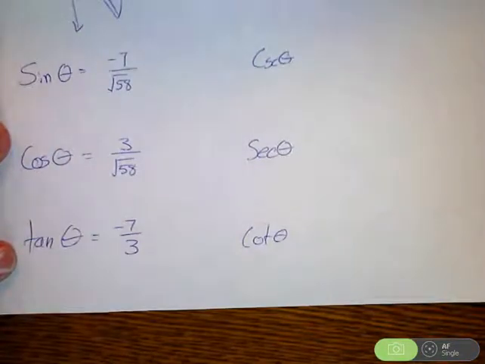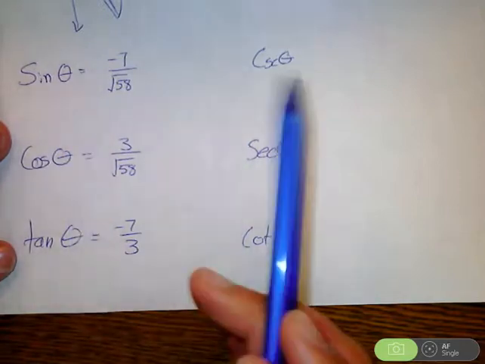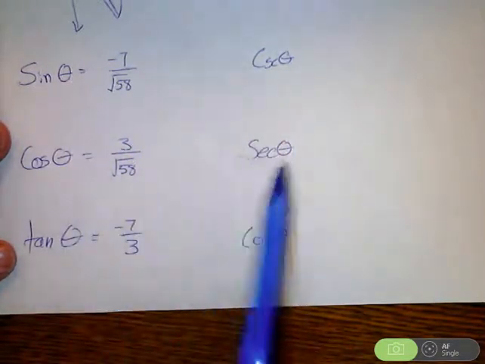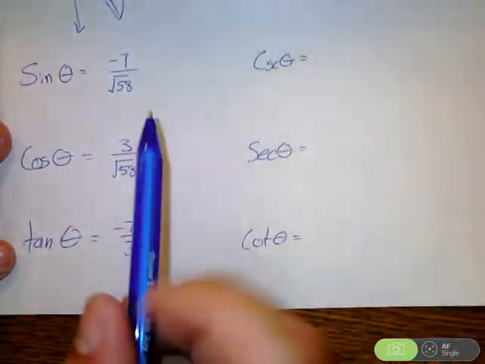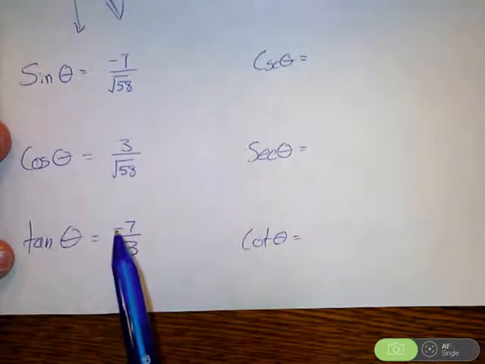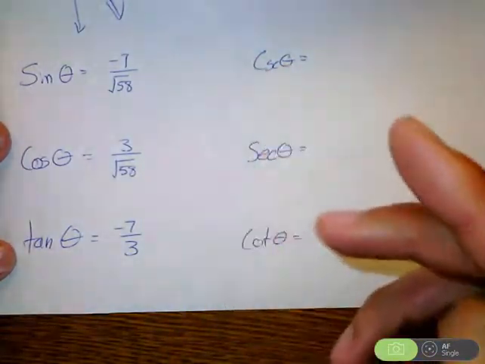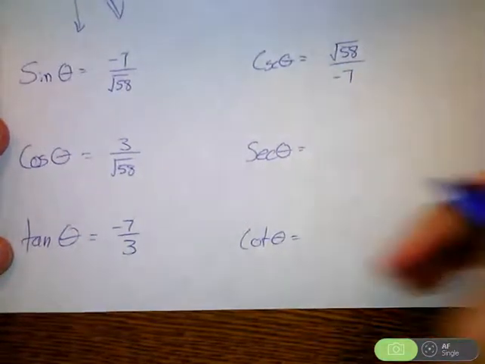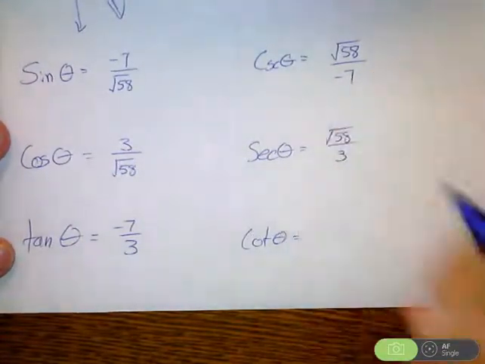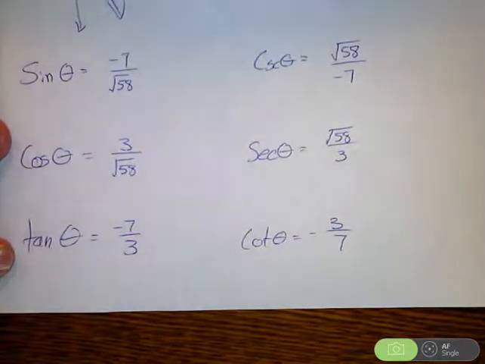In one of my earlier videos talking about trig, we talked about the link between sine, cosine, tangent, and cosecant, secant, cotangent. The link is straight across. Sine and cosecant are together, cosine and secant are together, tangent and cotangent are together. In order to find these other three trig functions, all you do is take the reciprocal of these three. Reciprocal means we take the fraction and flip it. So I end up with the square root of 58 divided by -7, the square root of 58 divided by 3, and negative 3/7. So those are all six of my trig functions.